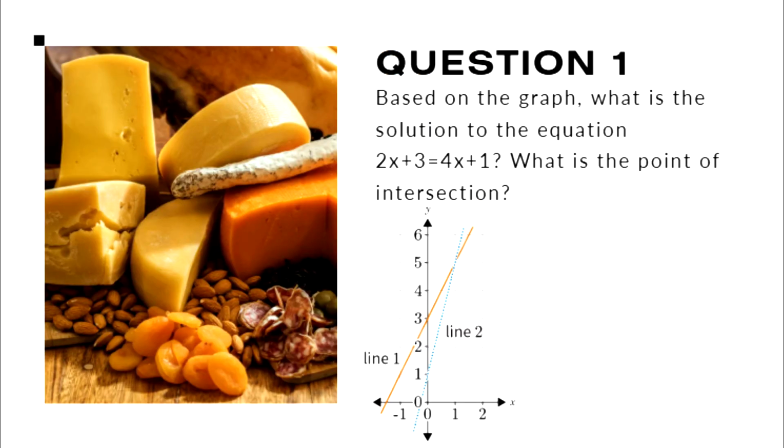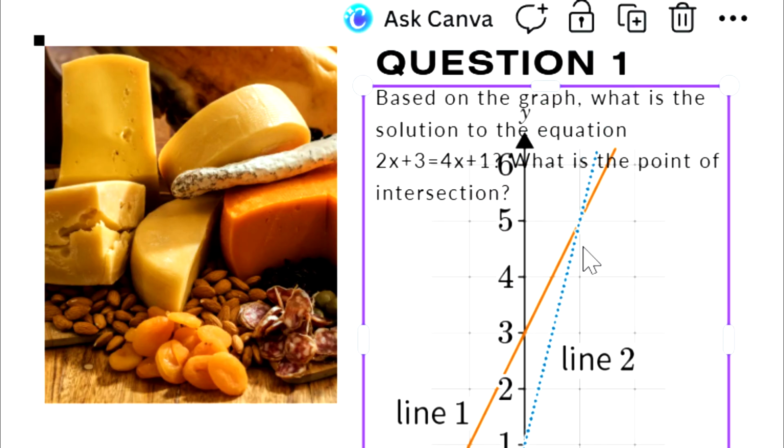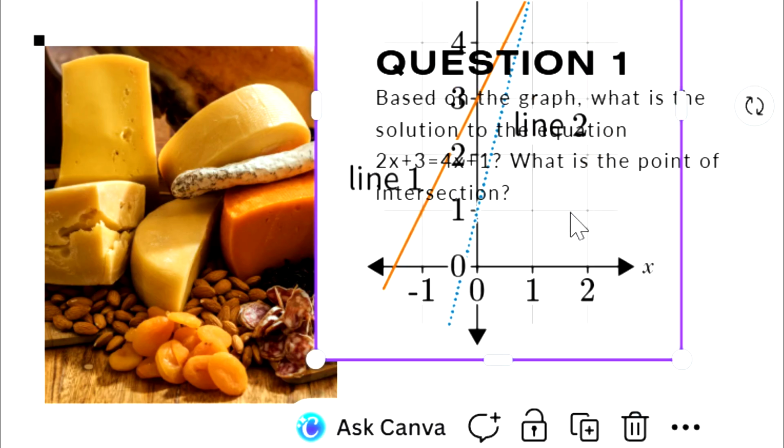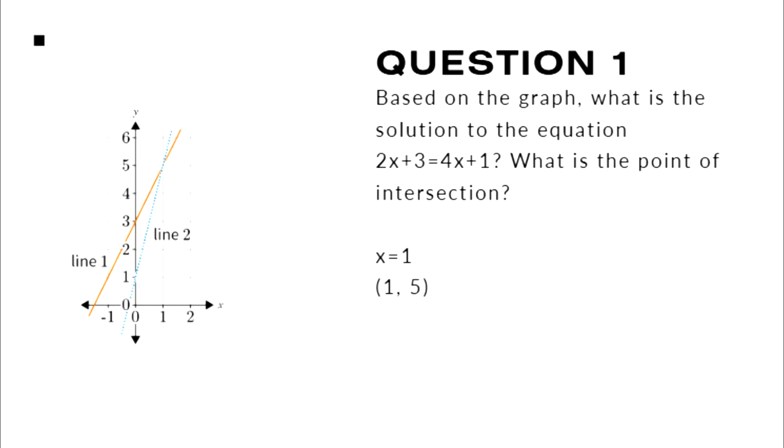Question number 1, all you. Based on the graph, what is the solution to the equation 2x plus 3 equals 4x plus 1? What is the point of intersection? So the solution is going to be where they intersect, which is right there at x equals 1. And the point of intersection is 1, 5. I'm so smart. I'm sorry. I should have let you do that on your own.